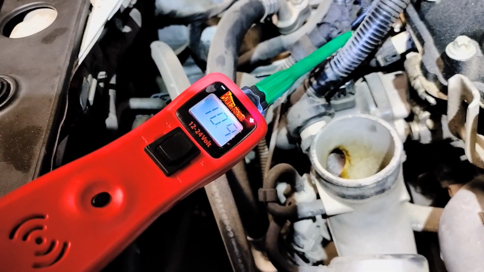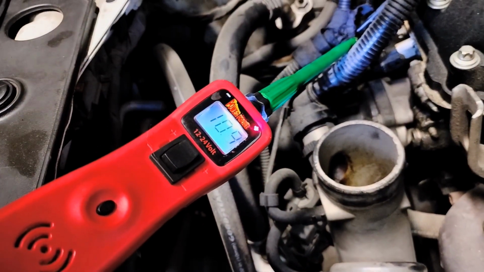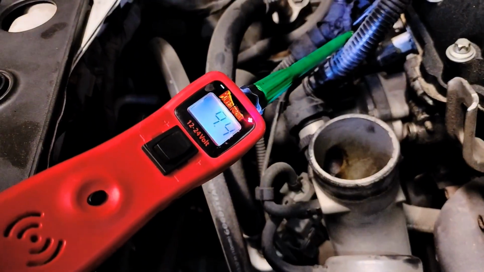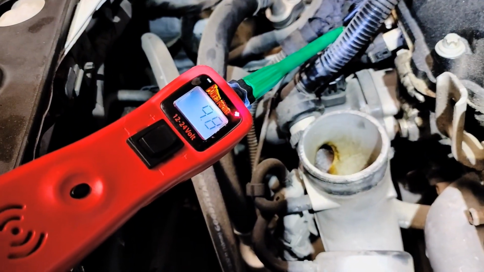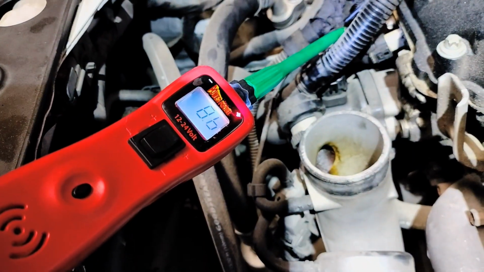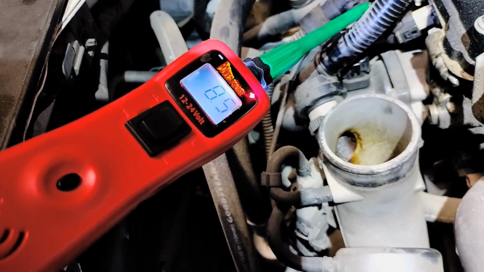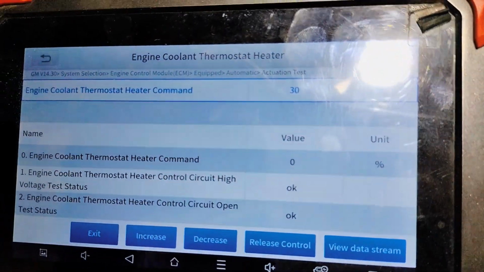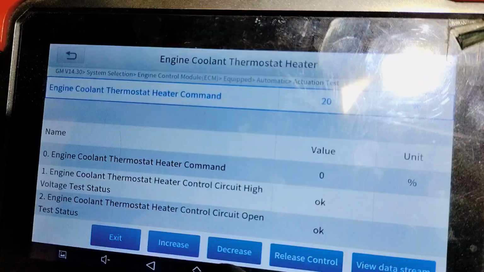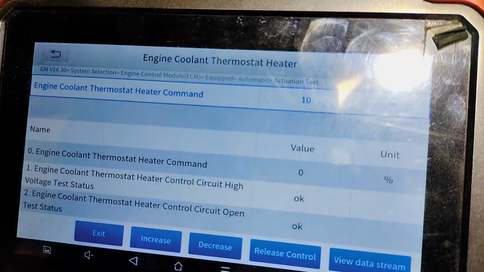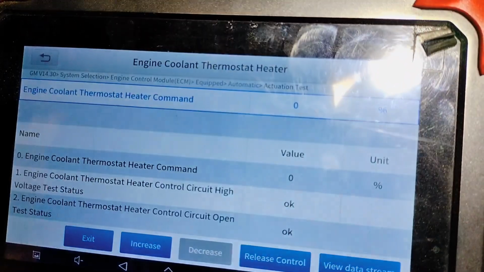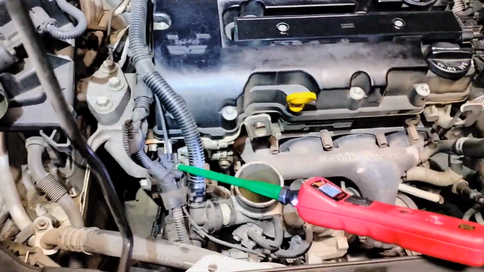That's 10%. 20%. That's 30%. As we can see, the voltage is changing. It means that the computer is sending signal to the thermostat. We're gonna leave it at 0, and then so on this situation, what we're gonna have to do, we're gonna have to replace the thermostat.